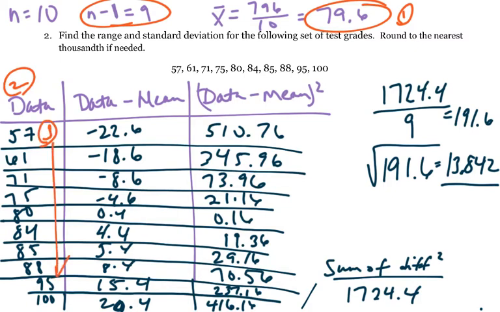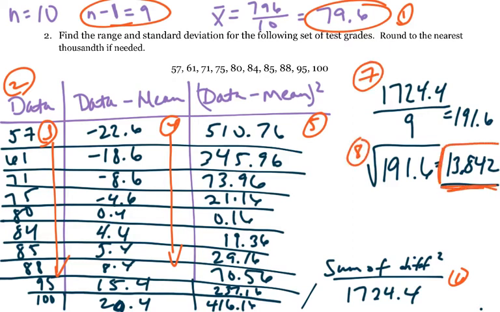We did the data minus the mean, that's step 4. We did the data minus the mean squared, that's step 5. We summed those together, which is step 6. We divided by n-1, which is step 7, and then we took the square root, which is step 8, and that gave us our answer.